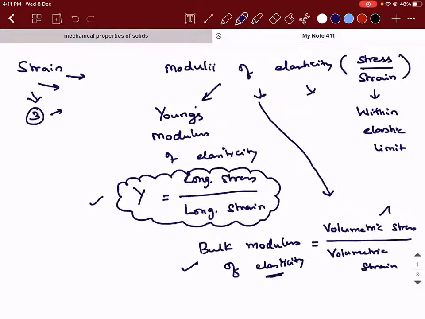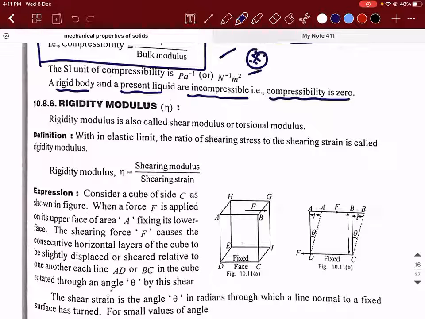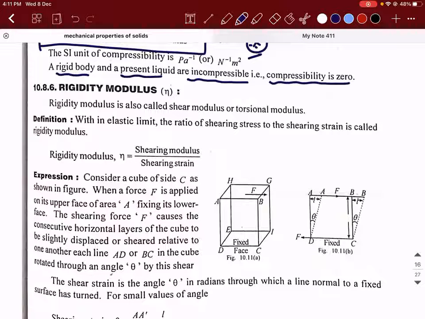The third type, what did I say? It is something related to shear stress and shear strain. I told you the name yesterday. It is called modulus of rigidity, because solids have the tendency to change their shape. Shearing stress and shearing strain will cause a change in shape of the object. So modulus of rigidity is also called shear modulus or sometimes referred to as torsional modulus.